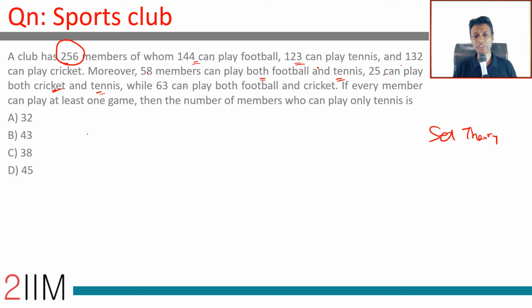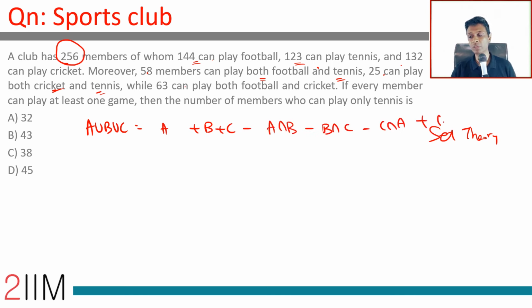And what do we know? We know that A union B union C is A plus B plus C minus A intersection B minus B intersection C minus C intersection A plus A intersection B intersection C. In this question, the question asks us for how many players who can play only tennis. Right? So the Venn diagram approach is going to come into play, but here we need to be smart. You can say, look, I'm not going to fill every number and solve algebraically. I've been given six of these and this. I will find this and then I'll go to the diagram.